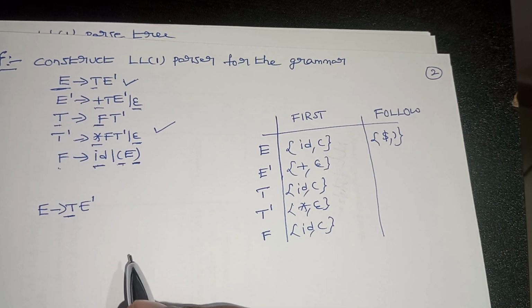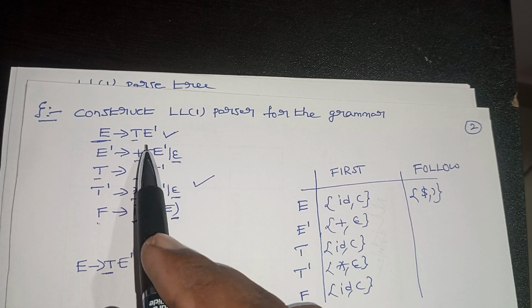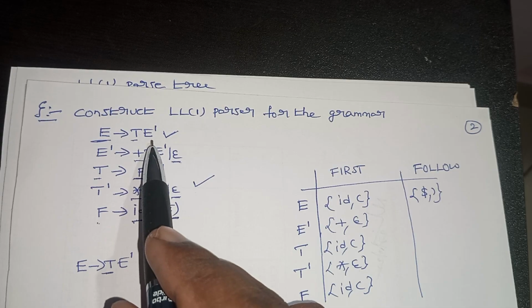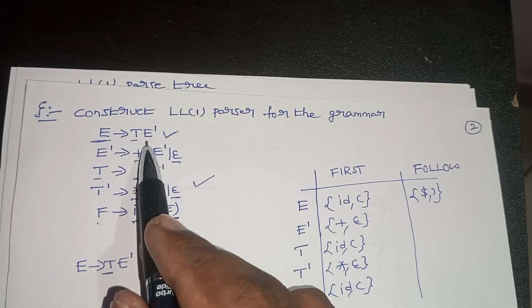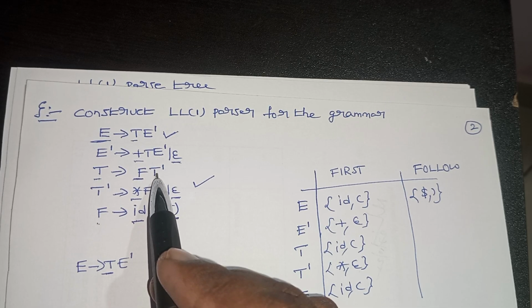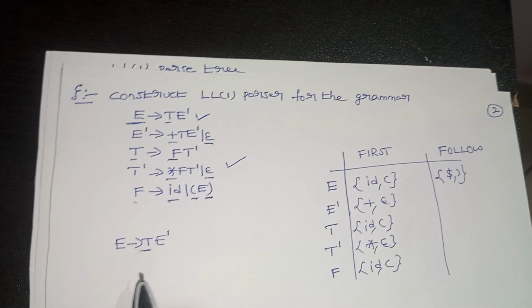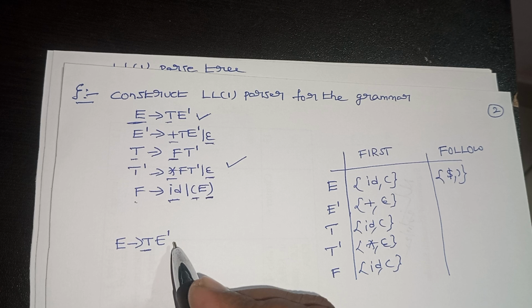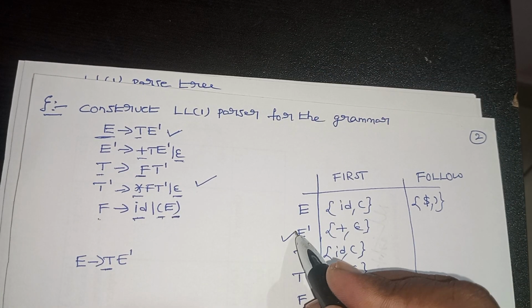Now you have to check wherever E dash is present. See here, you take E dash. In rule 1, the E dash is appearing in the RHS. Here also it is appearing in the RHS. Here there is no E dash, no E dash, no E dash. Okay, so this is rule 1. I want to find the follow of E dash.